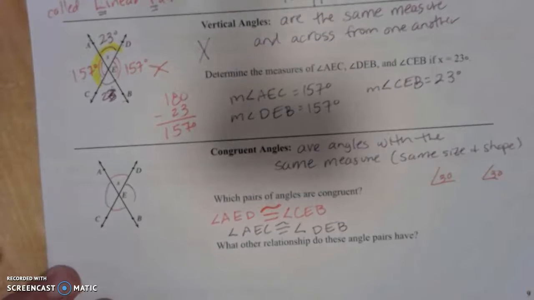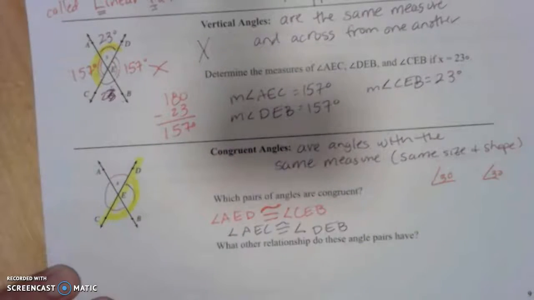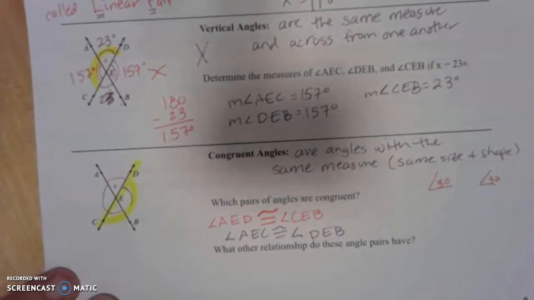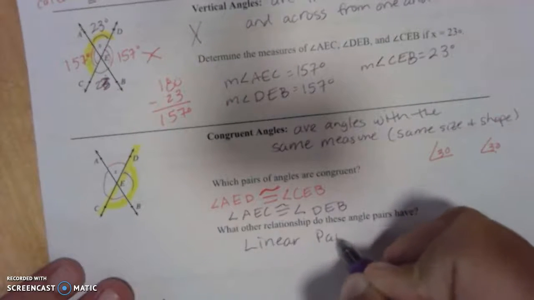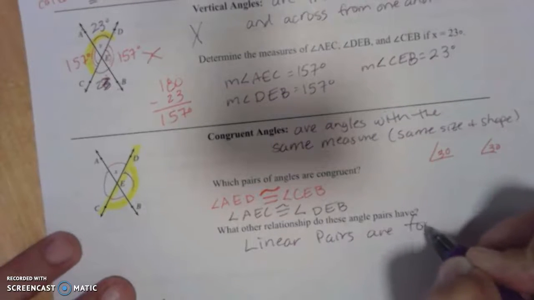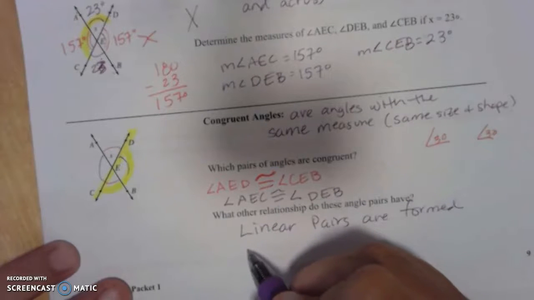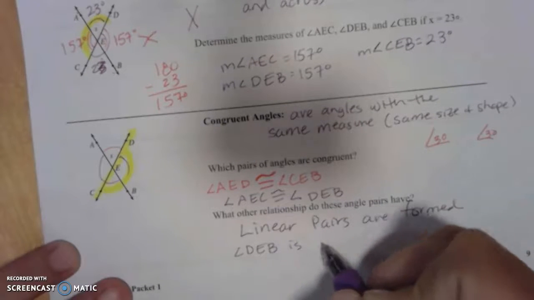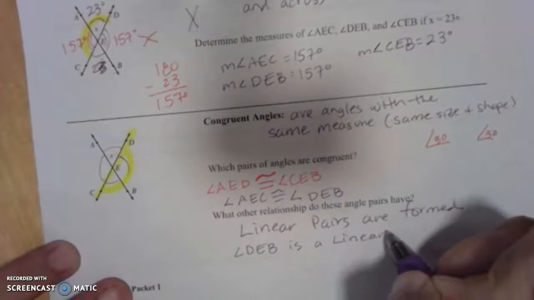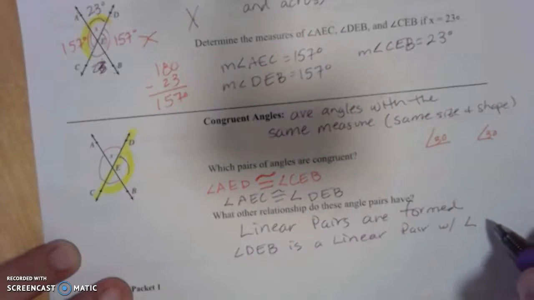Now, one of the things we want to keep aware of is that when I have a straight line here, I have a linear pair. There's actually lots of linear pairs, but we're going to focus on one. Linear pairs are formed. And so an example of one of those linear pairs is right here, angle DEB is a linear pair with angle CEB.